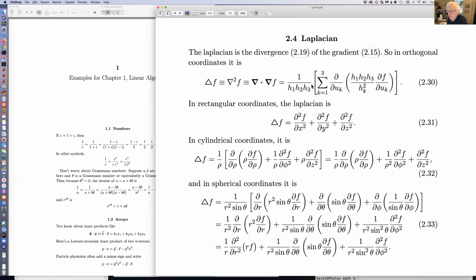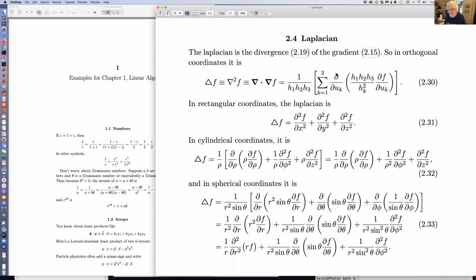And so what people do is when they have h2, h3 over h1, they put an h1 up here so this doesn't change. And then you have to have whatever k is, you have to have h3 squared for the case k equals 3, and h2 and h1 for the other cases. In rectangular coordinates, the thing, of course, is much simpler. It just looks like this, and that's why these notations are used.